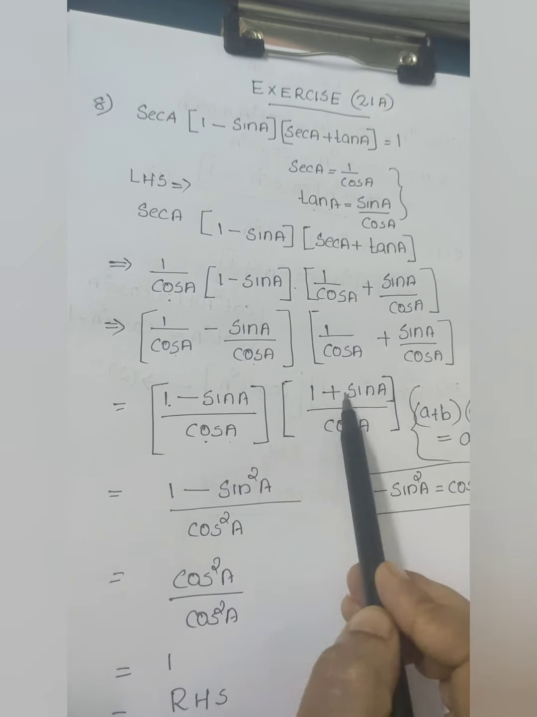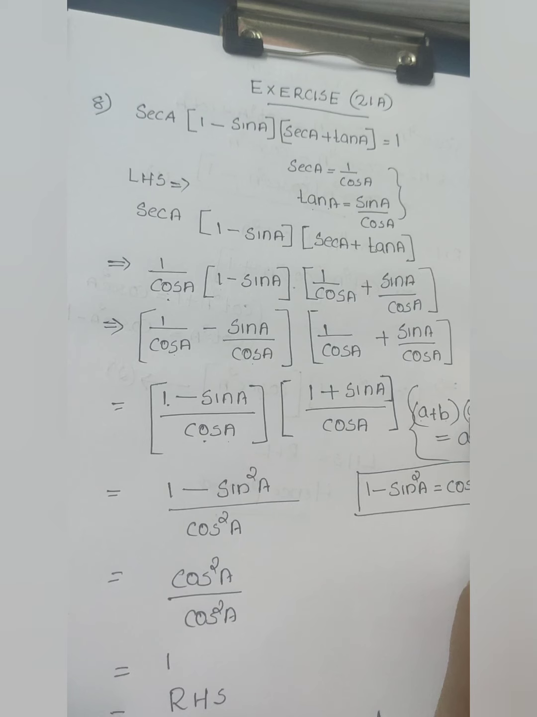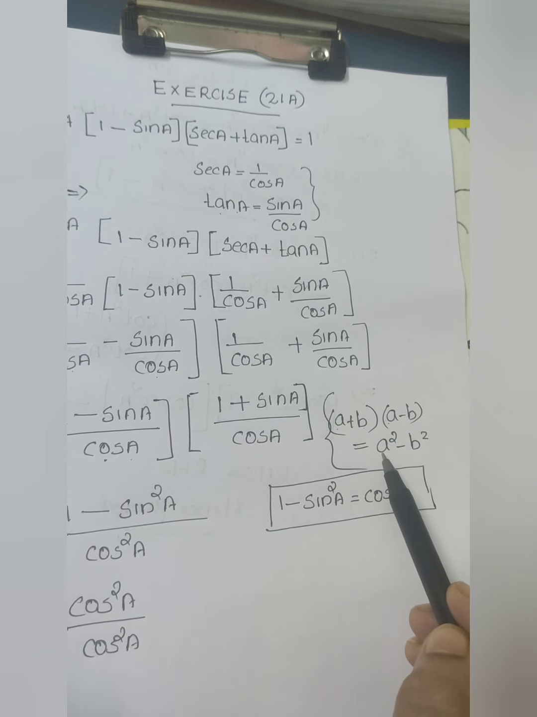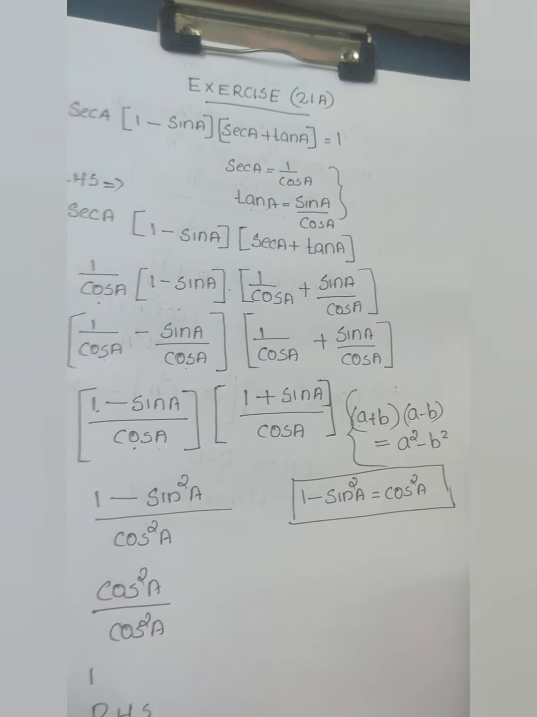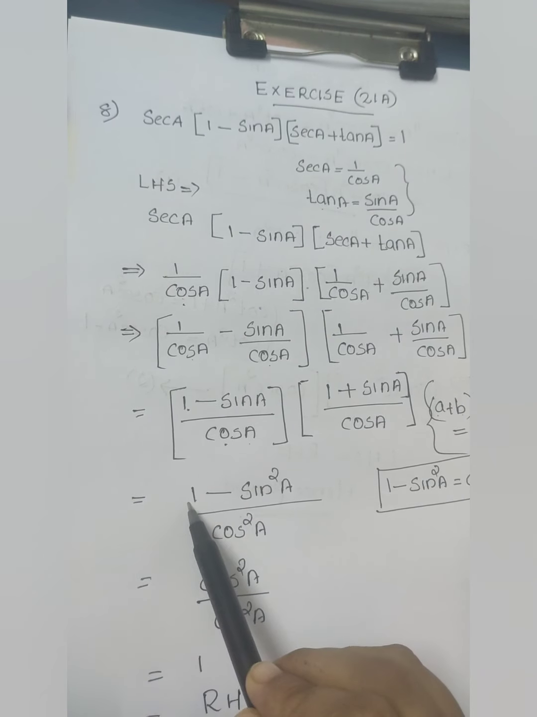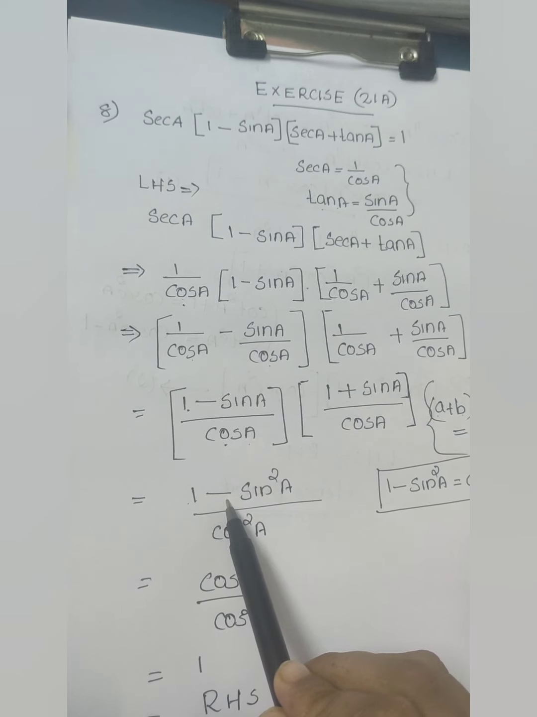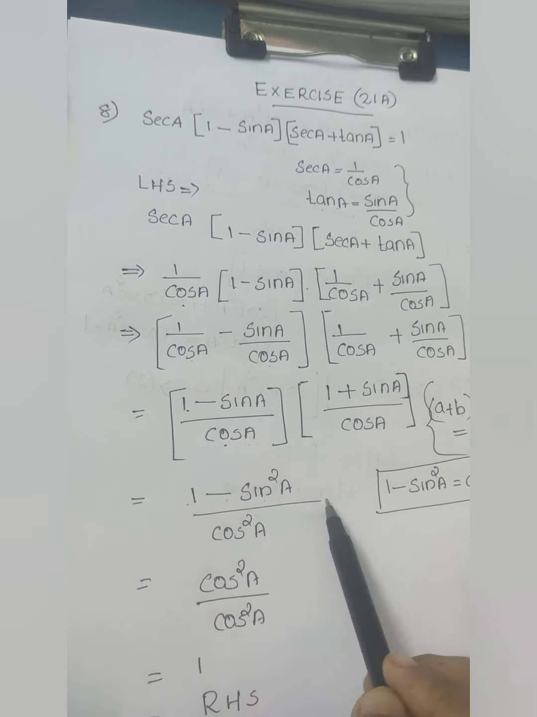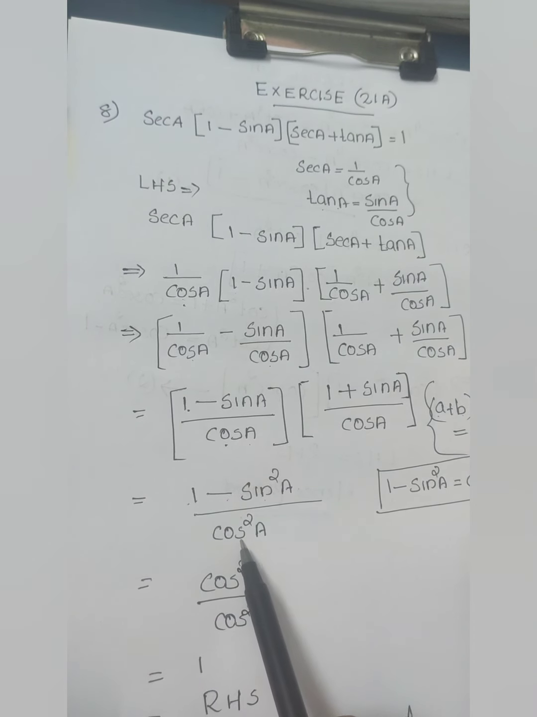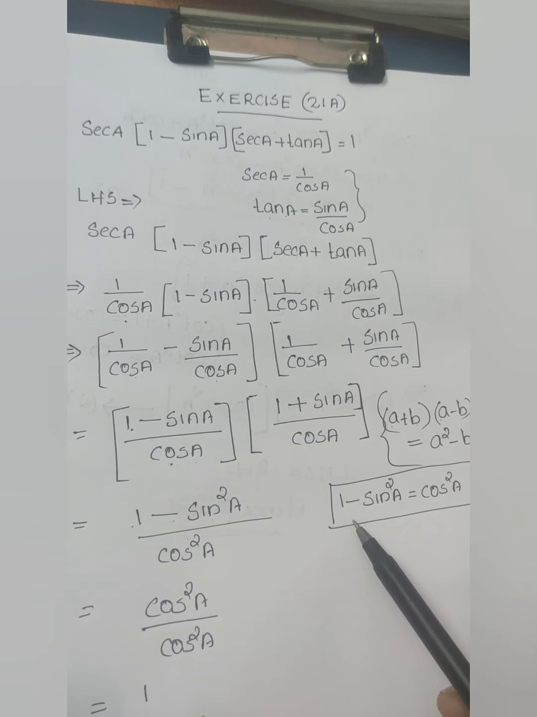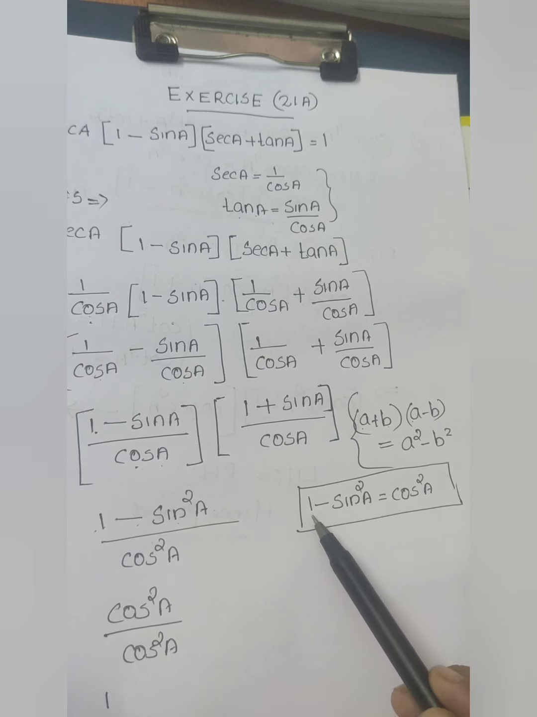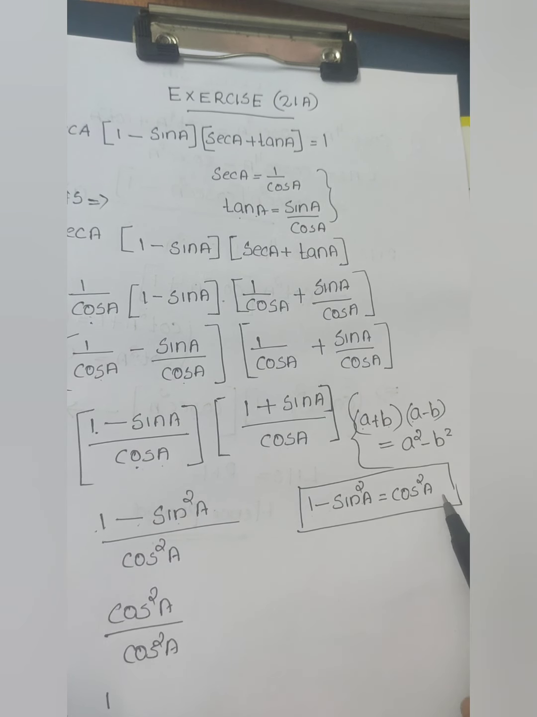So the numerator part is in the form of a plus b into a minus b. So we have a plus b into a minus b is equal to a square minus b square. Then 1 square, that is 1, minus b square, that is sine square. 1 minus sine square a divided by cos a into cos a, that is cos square a. Now, from the square relationship, we have sine square a plus cos square a is equal to 1. Then 1 minus sine square a equals cos square a.